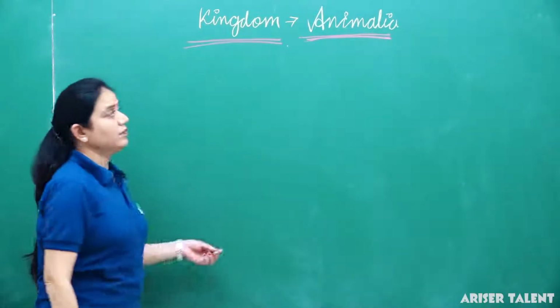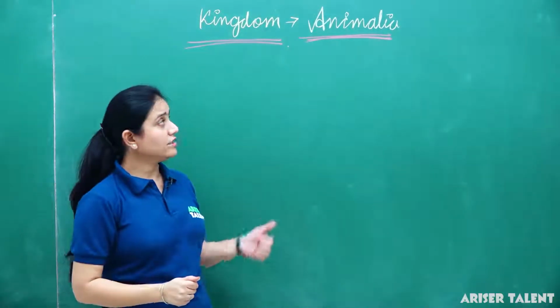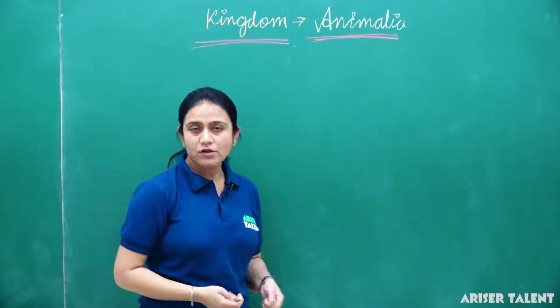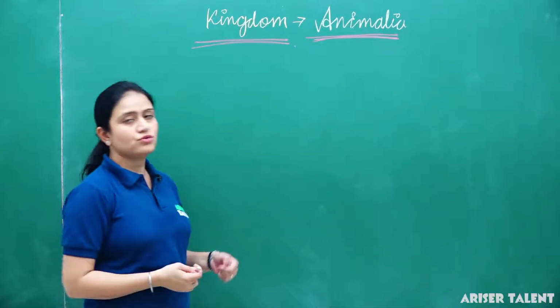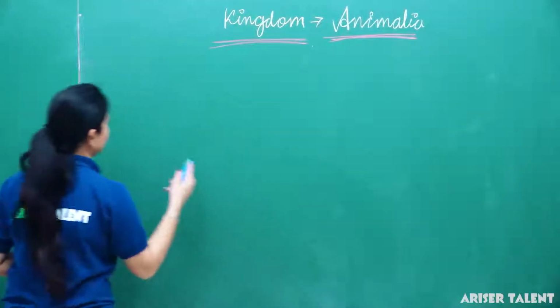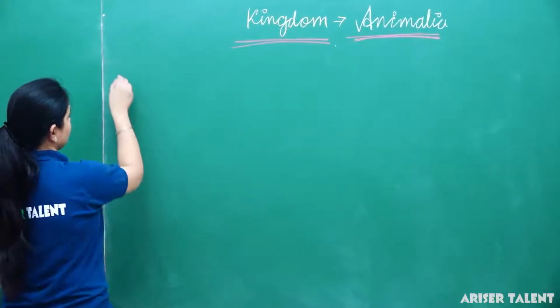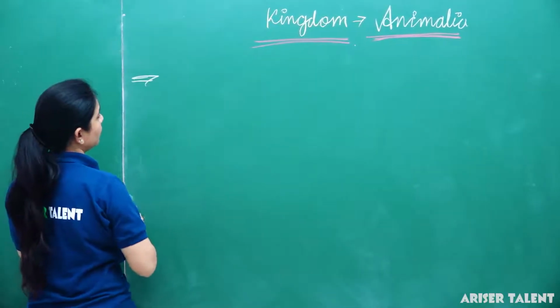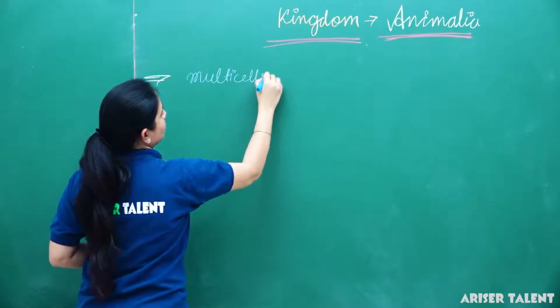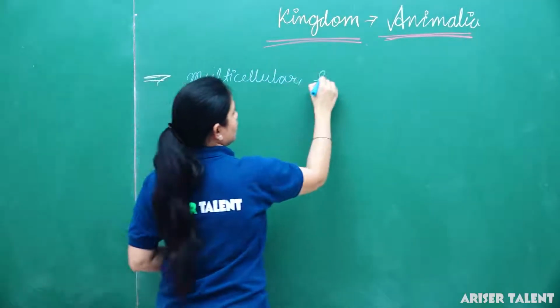If we talk about the Animalia, then organisms which come in this kingdom are generally multicellular, eukaryotic, and they do not have chlorophyll. We can say that they are generally multicellular eukaryotes.